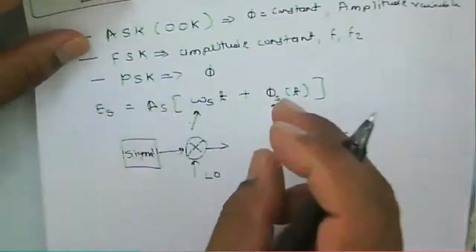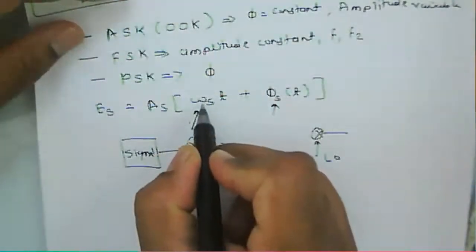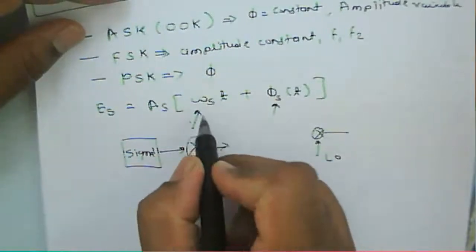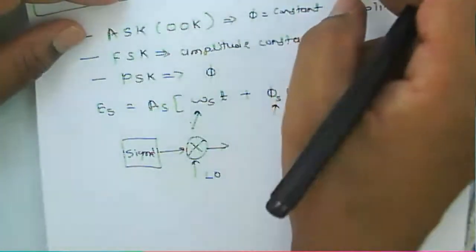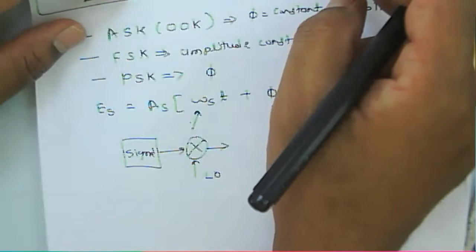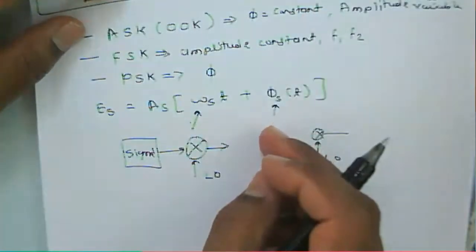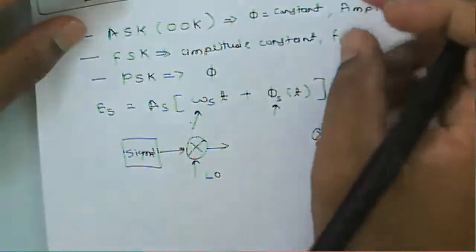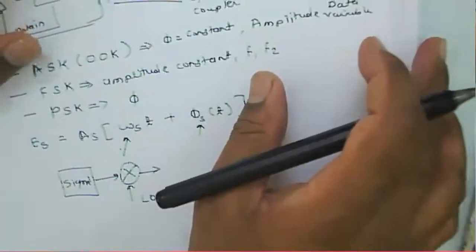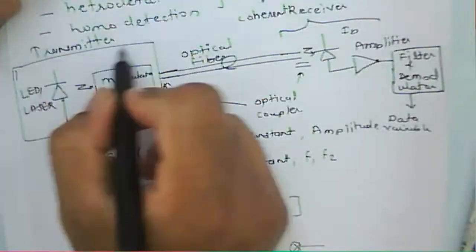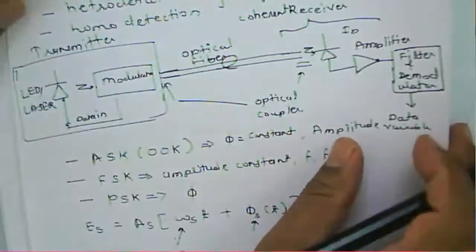Now we say that here ω_s is nothing but the optical signal carrier frequency. Similarly, at the receiver we need to detect the signal, so that's why we need to use a local oscillator, which will detect whatever signal is transmitted through it. That is just like a detection technique. Now we talk about two types of coherent detection: heterodyne detection and homodyne detection.